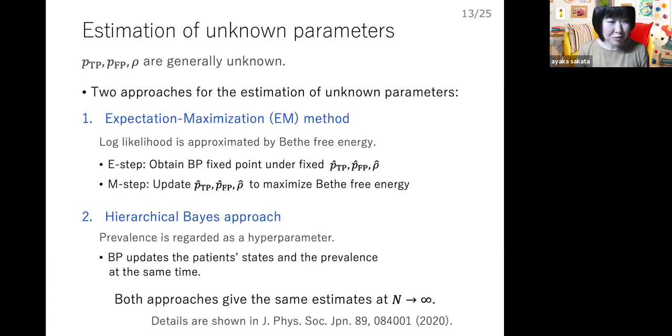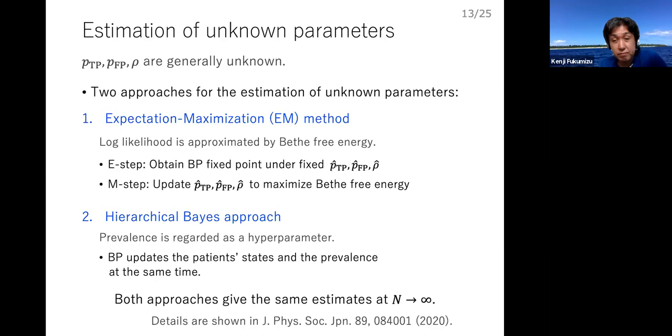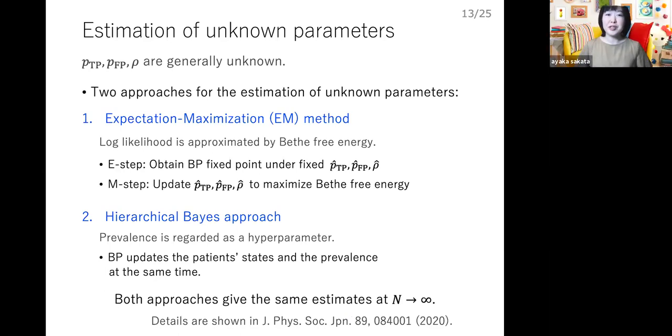I did not try this estimate of PTP and PFP in the second approach, but I think it is possible if we introduce some good prior for PTP and PFP. Actually, the computational cost of the hierarchical Bayes approach is less than that required in the EM method. So if possible, this kind of approach is useful for practical usage.